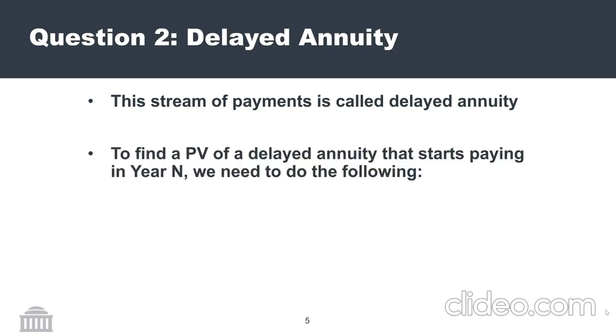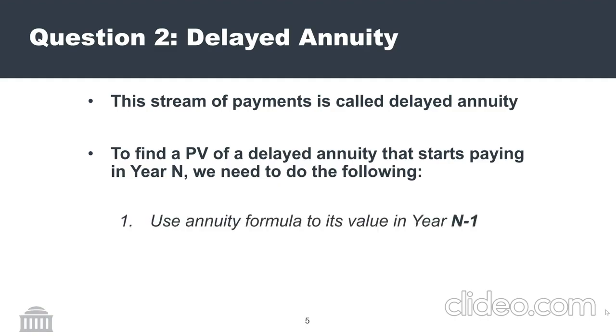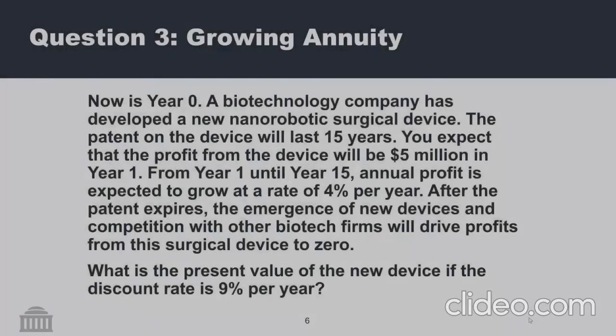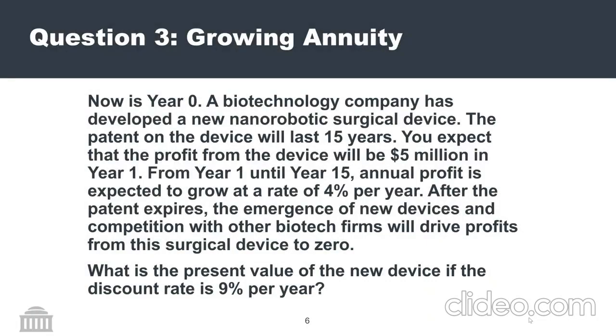Now let's summarize what we learned in this question. If we need to find a present value of a delayed annuity that starts paying in year n, we need to do the following. First, we use the annuity formula to find its value in year n-1. And second, we discount year n-1 value to present. In this question, we will learn how to find present value of growing annuity.